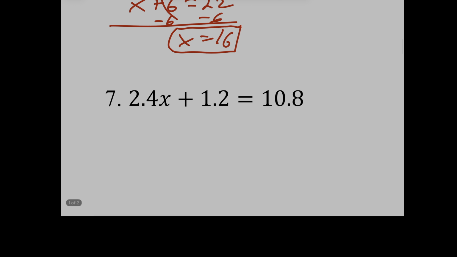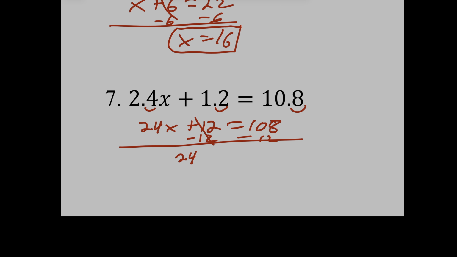Well, they're all one decimal place. Am I allowed to do that? Yeah. All I did was divide by, sorry, not divide. All I did was multiply by 10. Okay? Now I get this. Now I'm going to subtract 12 from both sides. Boom, die. 24x equals, what is that?